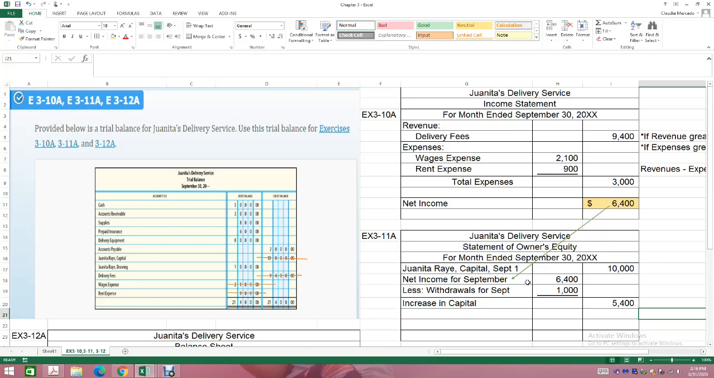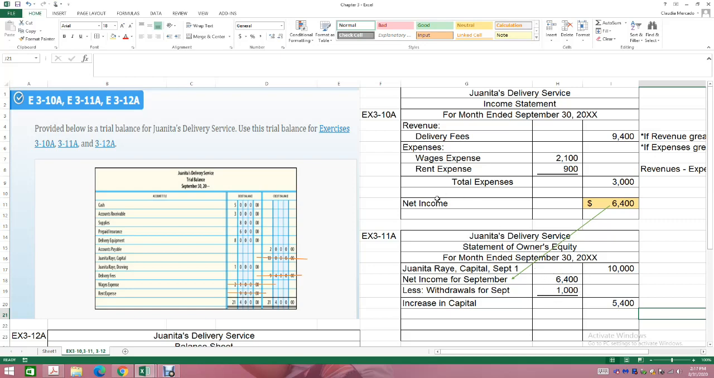Now be very careful. If this is a loss, then this will not be an increase, but rather a decrease in capital. Why? Because you lost money, and on top of that, you would have made a withdrawal for yourself. So all of this is money leaving the company. So your capital is decreasing. You're having less money in your business because you made a personal withdrawal and you lost money in your operations.